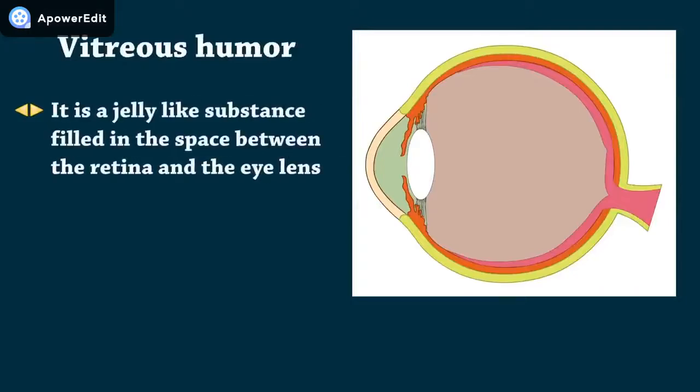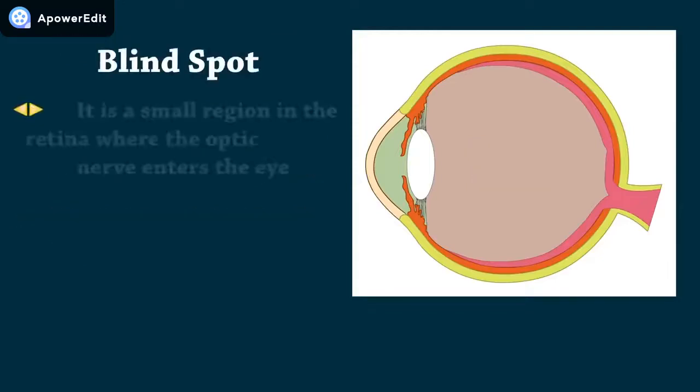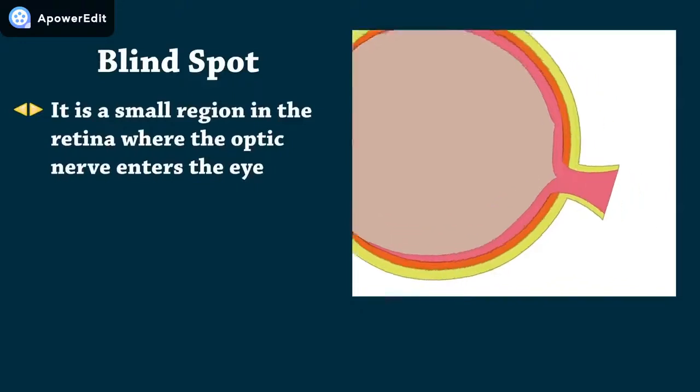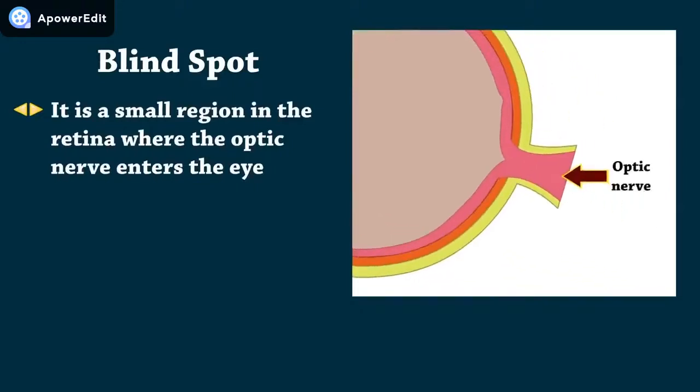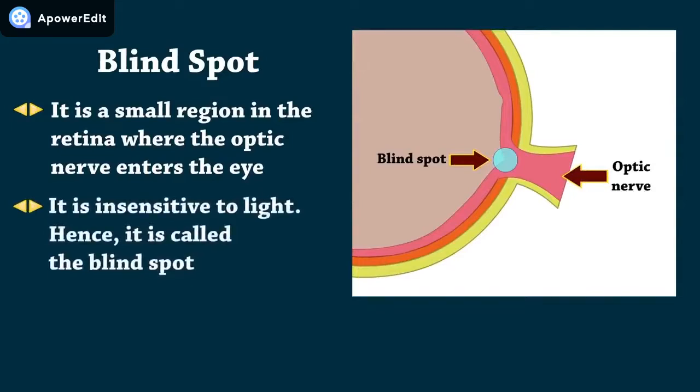Vitreous humor is a jelly-like substance filled in the space between the retina and the eye lens. It helps in maintaining the shape of the eye. Blind spot is a small region in the retina where the optic nerve enters the eye. It is insensitive to light, hence it is called the blind spot.